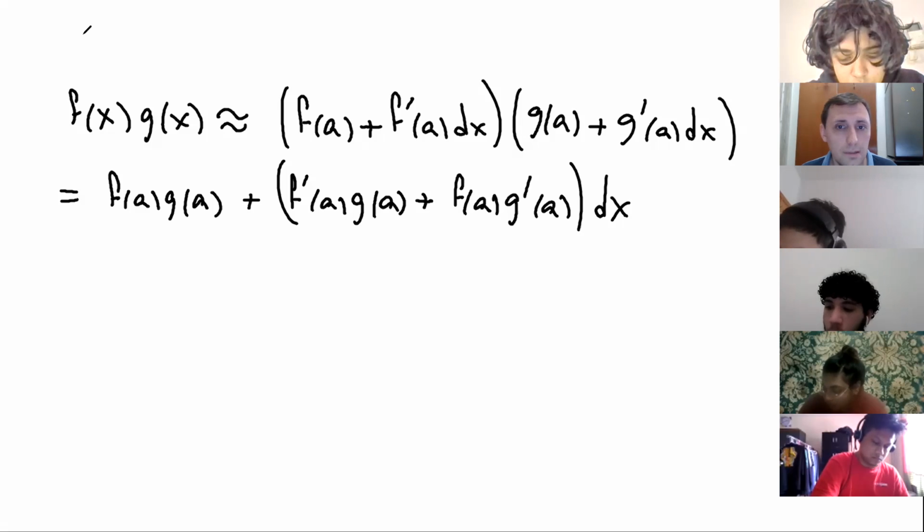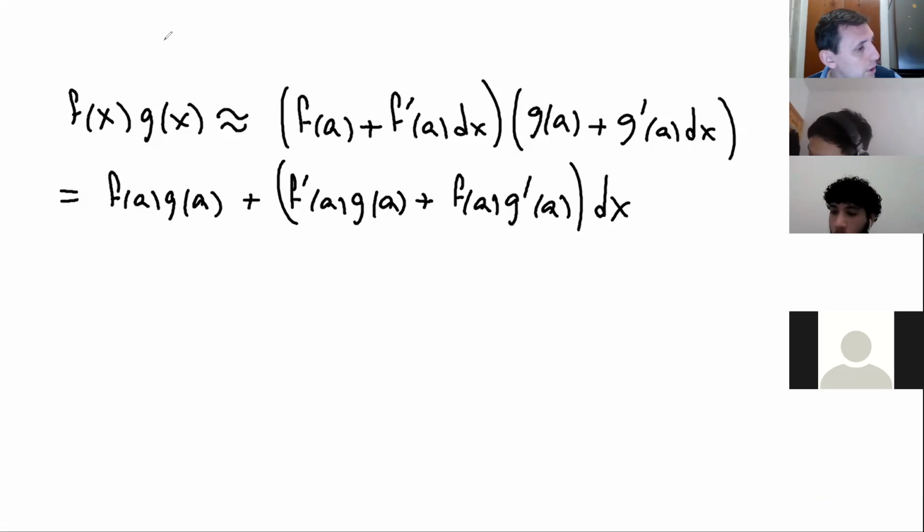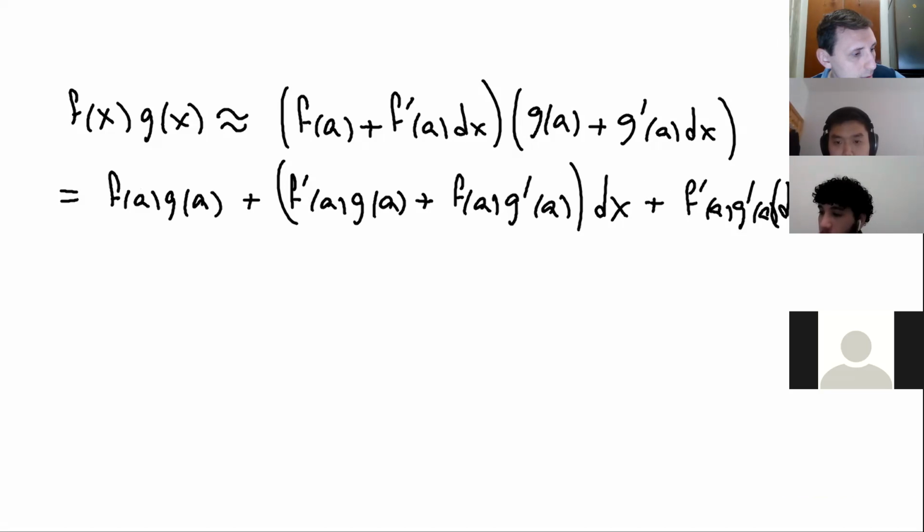Good, guys. And then there is one more term, and that would be where you have dx times dx. Altogether, you must have 4 terms. You see 1, 3, and there must be one more term. So that is f prime a g prime a dx squared.